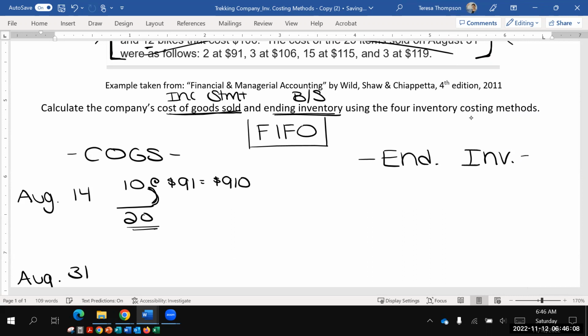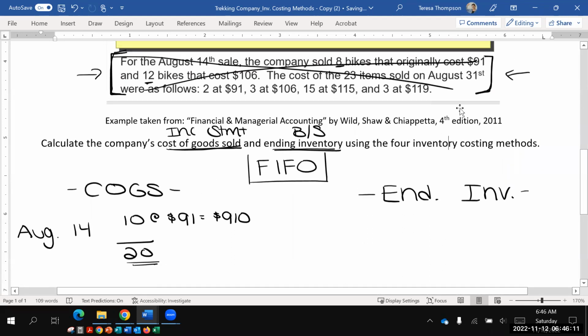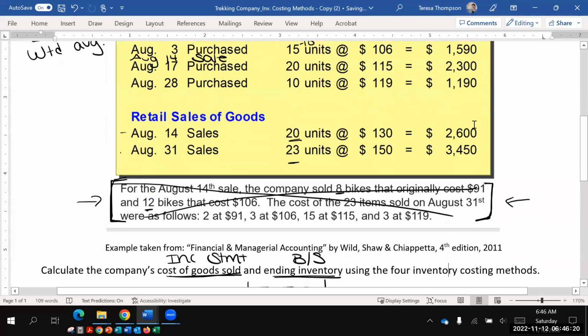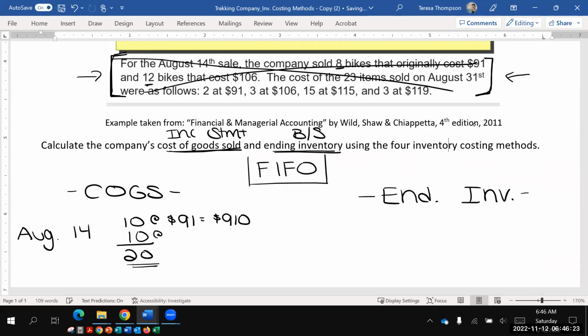Still need 10 more before I get to my 20. So let's go up. We can easily take those 10 from the August 3rd purchase. I'm going to take 10 units from here. And those 10 units have 106 as their cost. And you've now calculated your cost of goods sold for the first sale. Yay. All right, and if we wanted to, we could total that up, right?